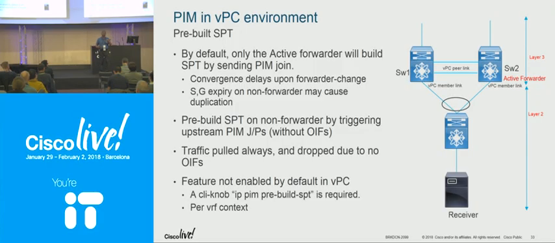So this is the difference with and without the pre-built command. The moment the active forwarder fails, the non-active forwarder simply takes the role and starts sending the traffic. It doesn't have to build the tree because the tree is already built and it is already receiving the traffic.